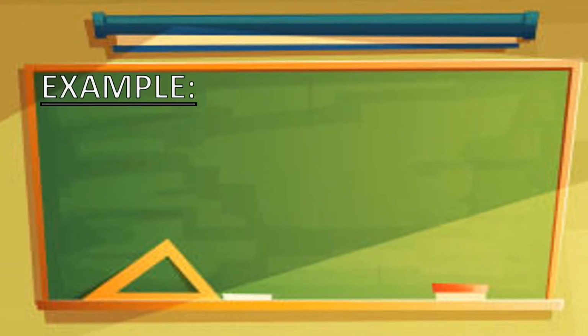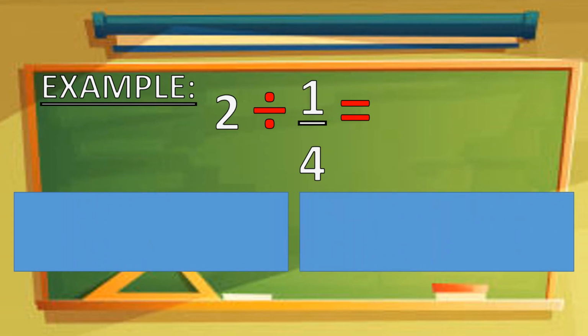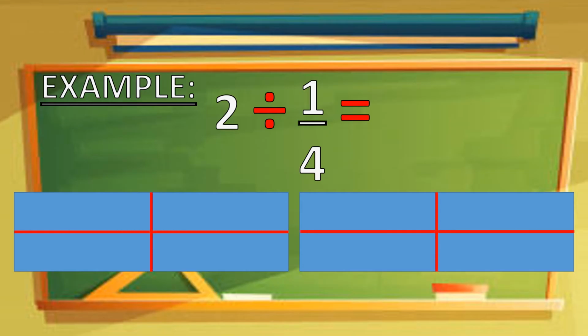Let's have another example. Let's divide a whole number by a fraction. Let's visualize this first. Let's have our two wholes, and then we divide our 2 into 4 equal parts. So how many 1/4 are there in 2? We have 1, 2, 3, 4, 5, 6, 7, 8. So there are 8 1/4s in 2. Do you get that?